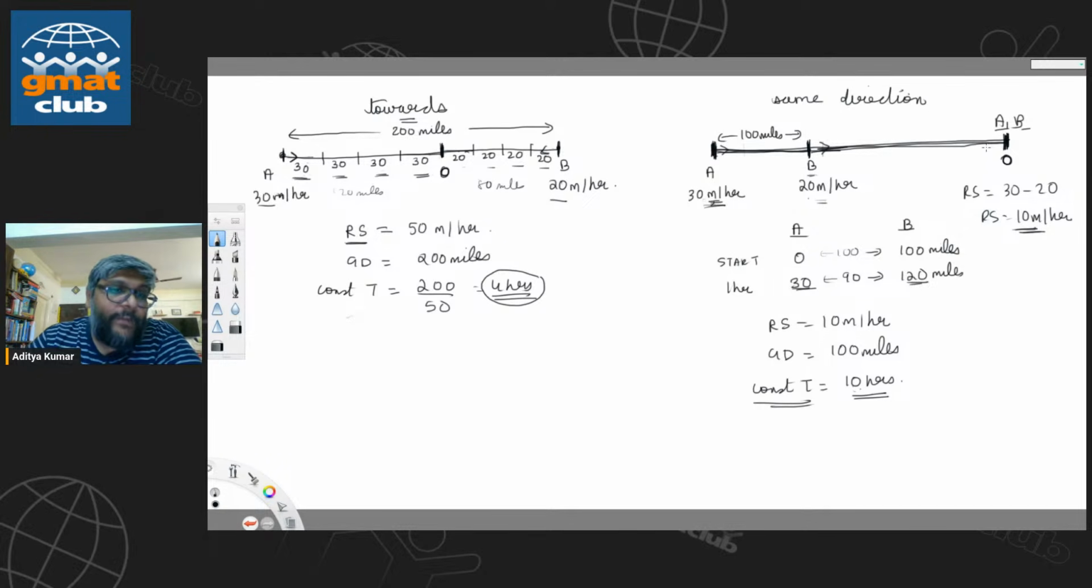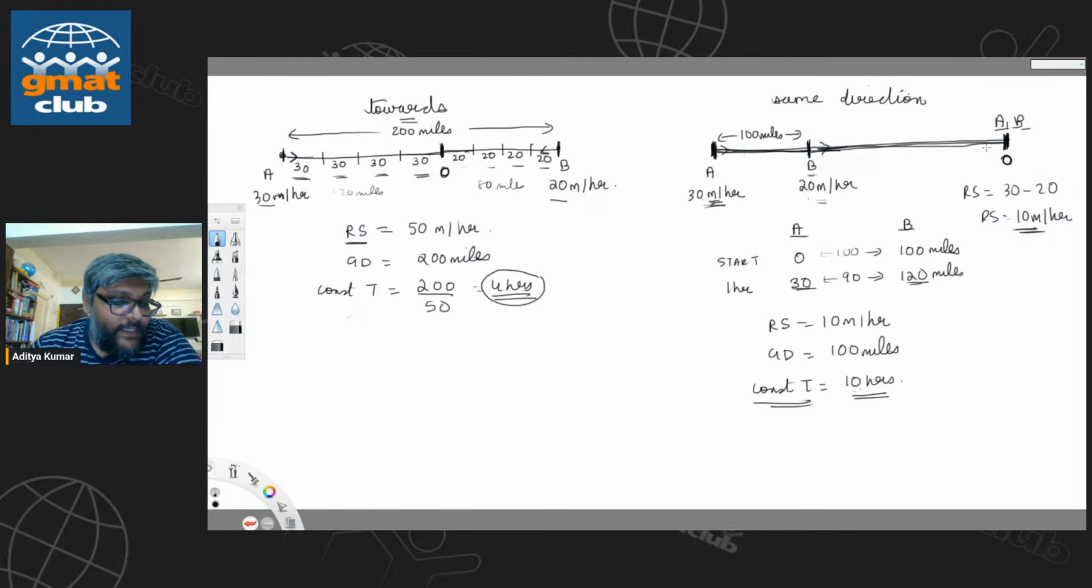This is how we make use of relative speed. We always make use of relative speed on questions where bodies are going to meet each other at a particular point, whether they are moving towards each other or in the same direction. This is something that you have to keep in mind. It's a more visual process of working, but I don't want you to rote learn it as a formula. I want you to understand it logically.